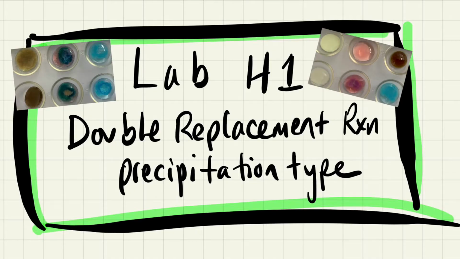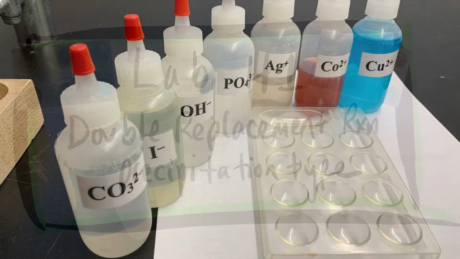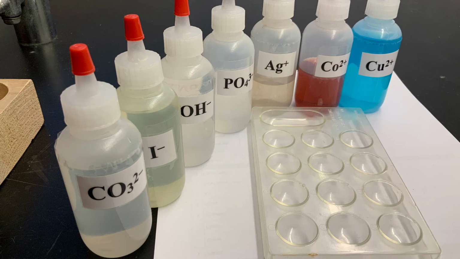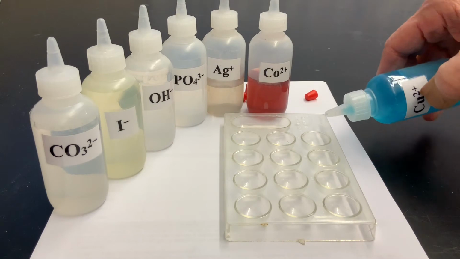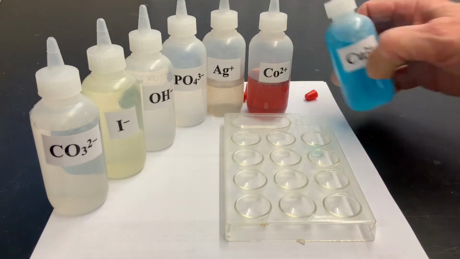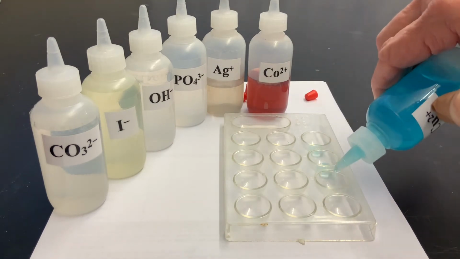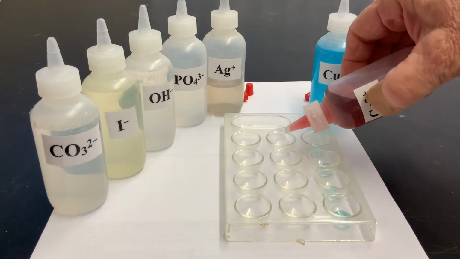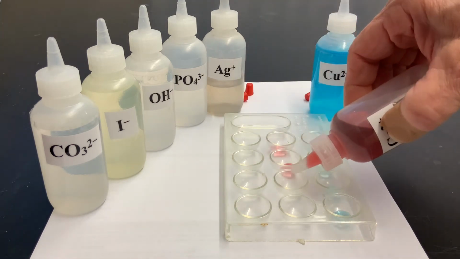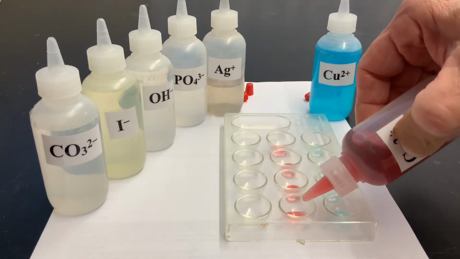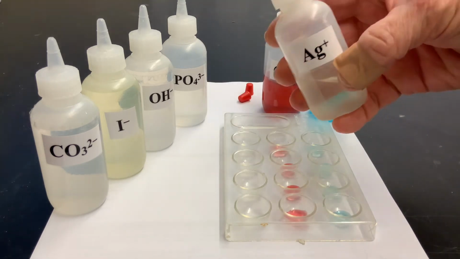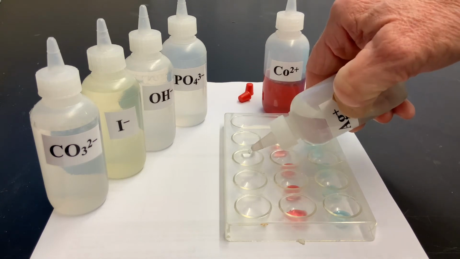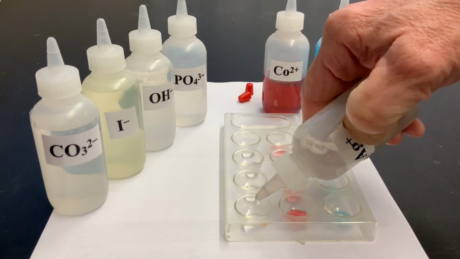Okay, this is Lab H1, double replacement reaction precipitation types. Pause the video and take a look at the lineup of the solutions, same as on your lab sheet. The third column will be copper nitrate solution. The middle column will be cobalt nitrate, 4 of them lined up, and the first column will be silver nitrate solutions. And so you can see in fast motion putting a few drops of each.